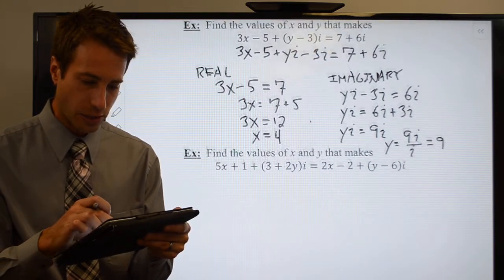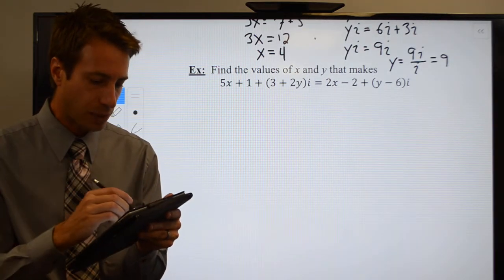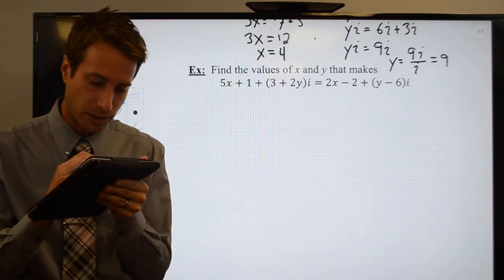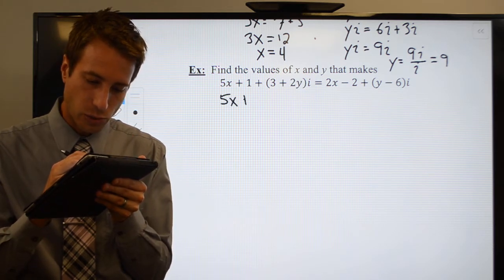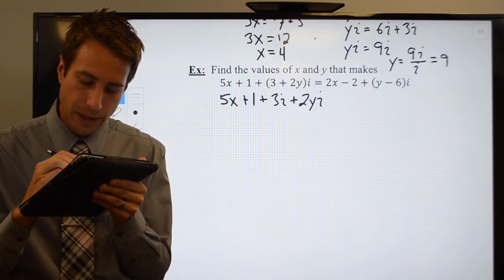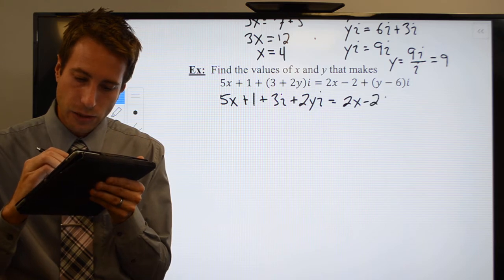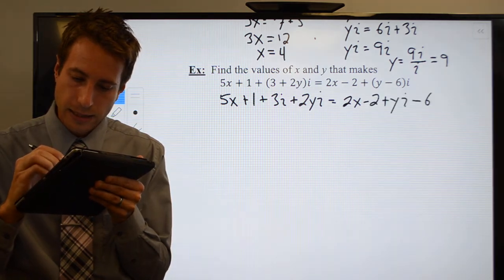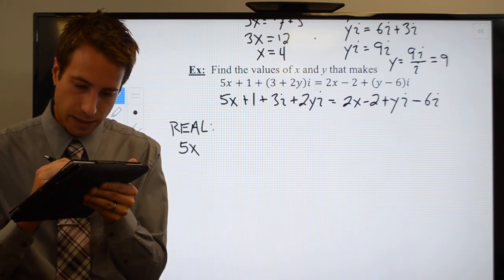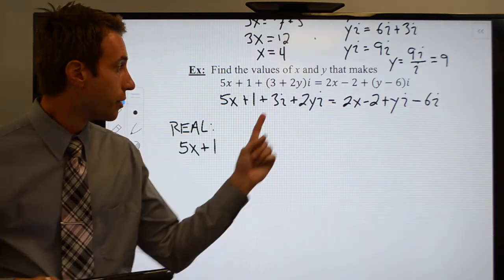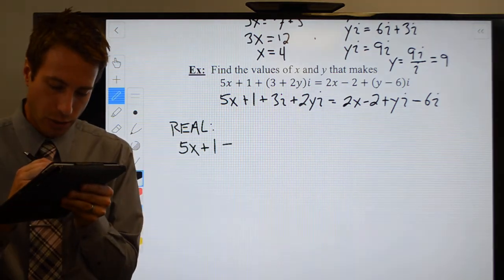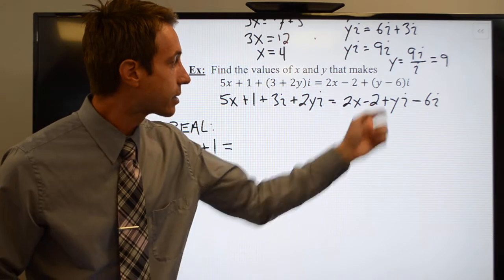We'll go a little bit faster on this one now that we kind of understand how it works. We got to split the real and the imaginary parts up, but let's go ahead and take care of those parentheses first. 5x plus 1 plus 3i plus 2yi is equal to 2x minus 2 plus yi minus 6i. The real parts are going to be 5x plus 1. The 3i and the 2yi are imaginary, so I can't include them with my real numbers. So I go to the other side of the equal sign, where I have a 2x and a minus 2.